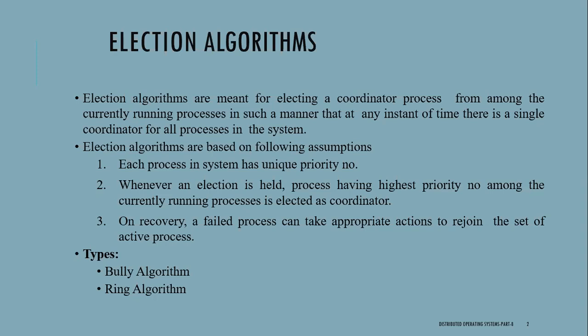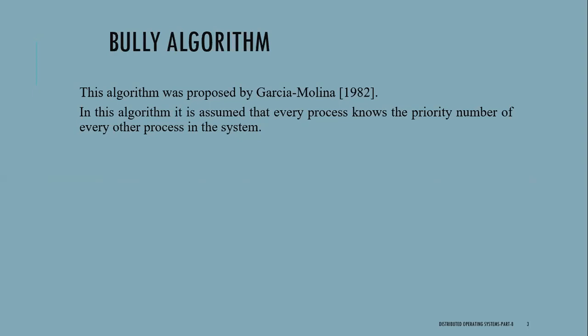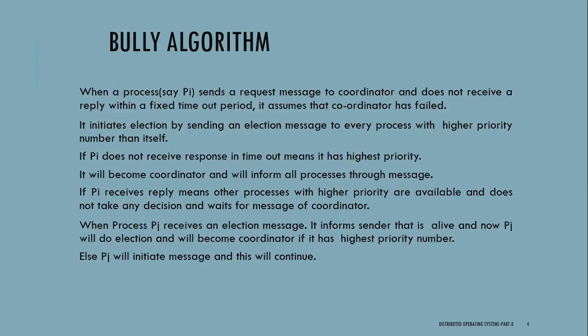So two different types of election algorithms are there. One is the Bully algorithm, number two, the ring algorithm. The Bully algorithm was proposed by Garcia-Molina in 1982. In this algorithm, it is assumed that every process knows the priority number of every other process in the system. When a process sends a request message to the coordinator and does not receive a reply within a fixed timeout period, it assumes that the coordinator has failed.